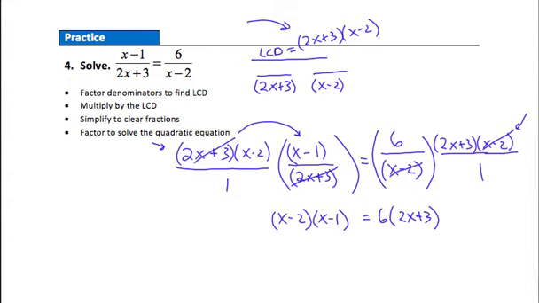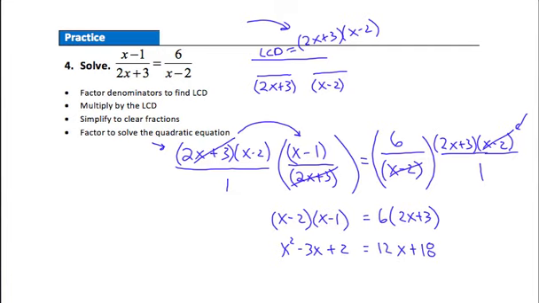Okay, let's go ahead and multiply each of these sides together. On the left side, when I multiply x minus 2 times x plus 1, that's going to give me x squared minus 3x plus 2. On the right side, I'm going to have 12x plus 18.